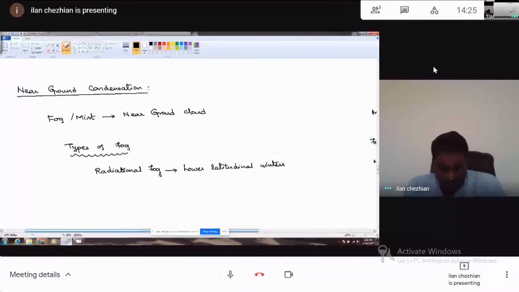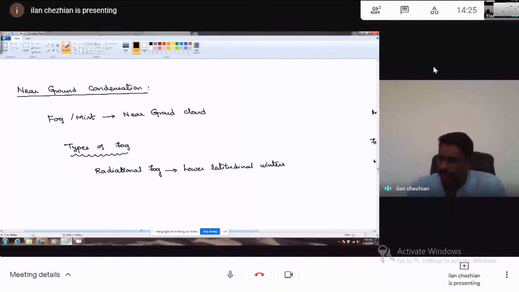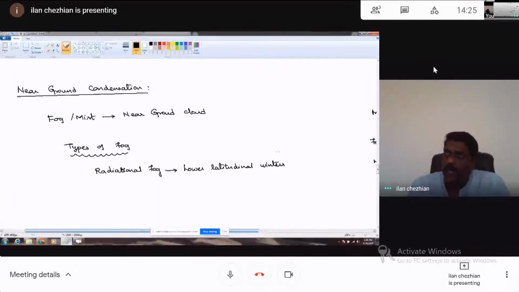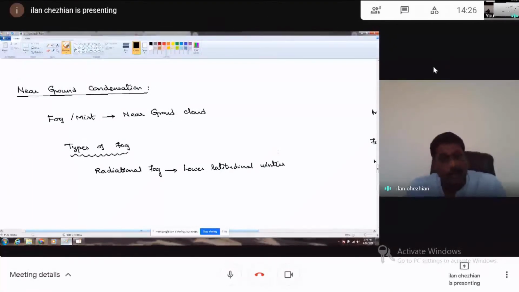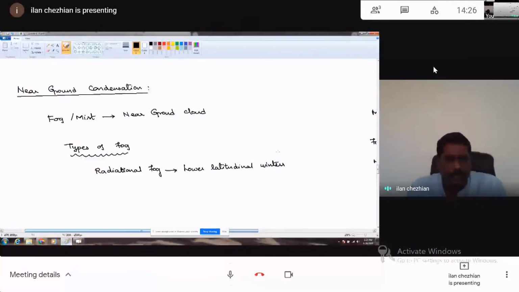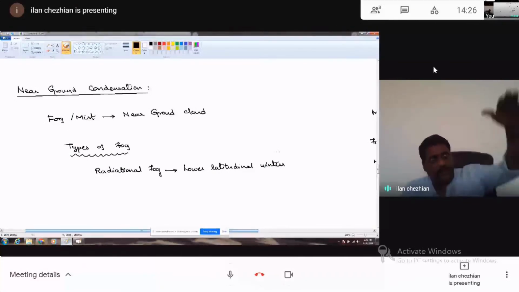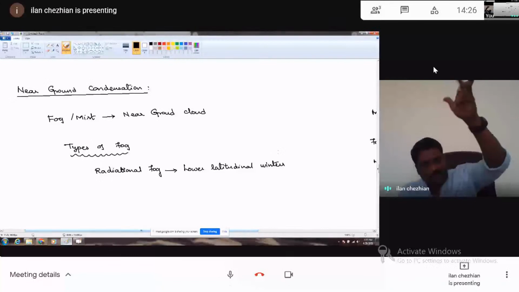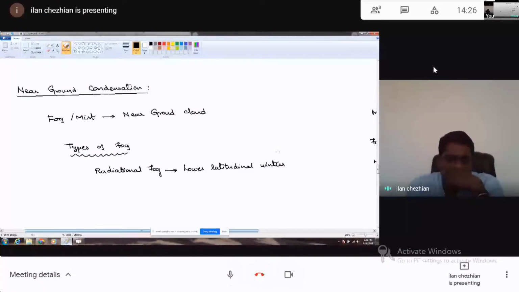Even we normally experience this fog in the month of January, in Margazhi, at 2 or 3 o'clock in the morning, correct? And whenever the air mass subsides, it also brings cloud along with it, which occupies the surface. You call that fog.